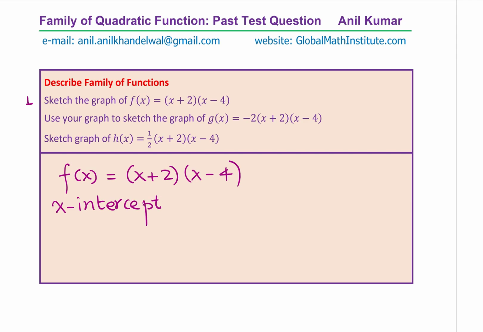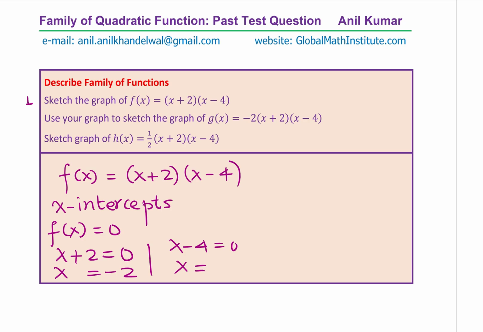Well, to find the x-intercepts, we have to equate f of x to 0. So if f of x is equal to 0, that means x plus 2 can be 0. That gives you x equals minus 2. That is one of the x-intercepts. Or we could also have x minus 4 equals 0, which will give us x equals 4. So in this particular case, as you can see, we have two x-intercepts.